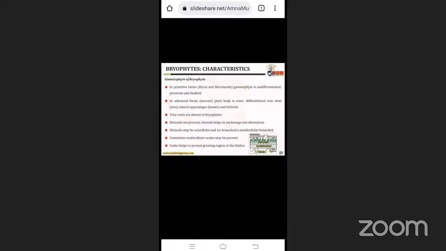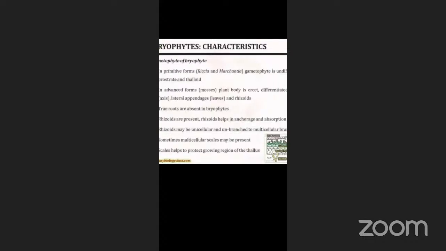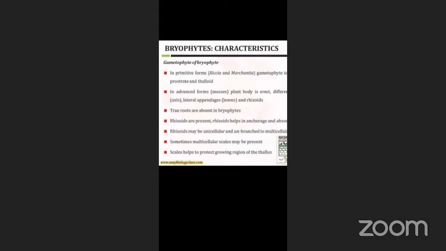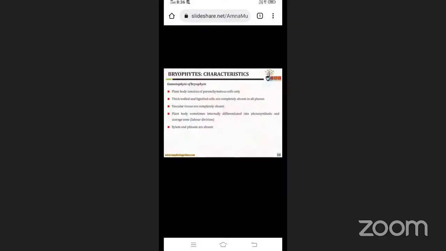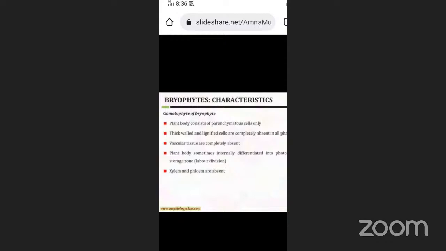So after the zygote undergoes a number of divisions, it produces the sporophyte. Here most of the cells are there, like scale leaves, which were already discussed. Vascular tissue is totally absent.